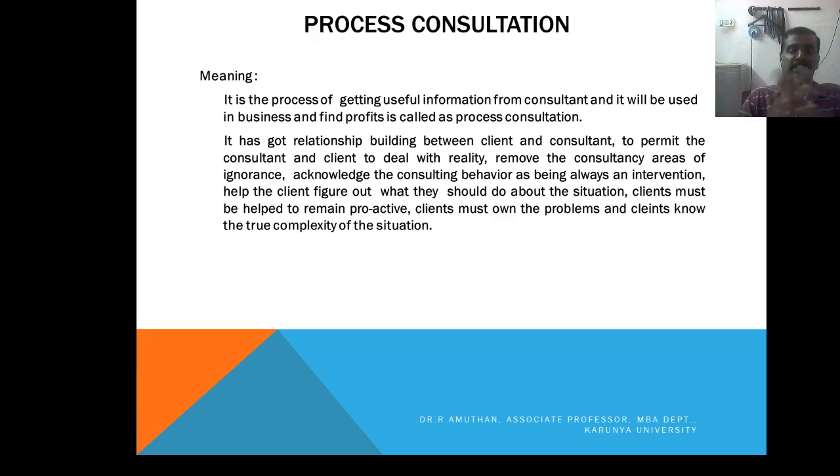Here, what is the meaning of process consultation? It is getting useful information from the consultant. That means you take expert advice from the person who knows it, right? See, consultation is required only to get the useful information. That means this guy is better than you in some specific domain. That's why you go to him and get his advice.